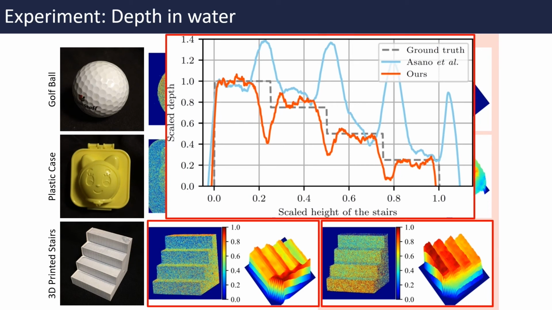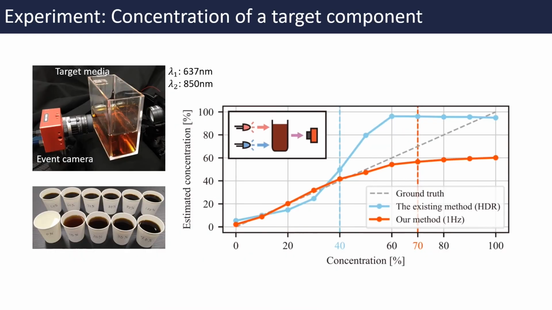The bispectral difference can be used to reconstruct the concentration of a medium in mixture solution. In a transmission setup, we replaced the light sources into 637 nanometers and 850 nanometers lasers. A target is a mixture of water and soy sauce whose concentration is changed every 10%. Even though high dynamic range images are used for the existing method, our method works for a higher concentration and is more accurate. Let us conclude this talk.